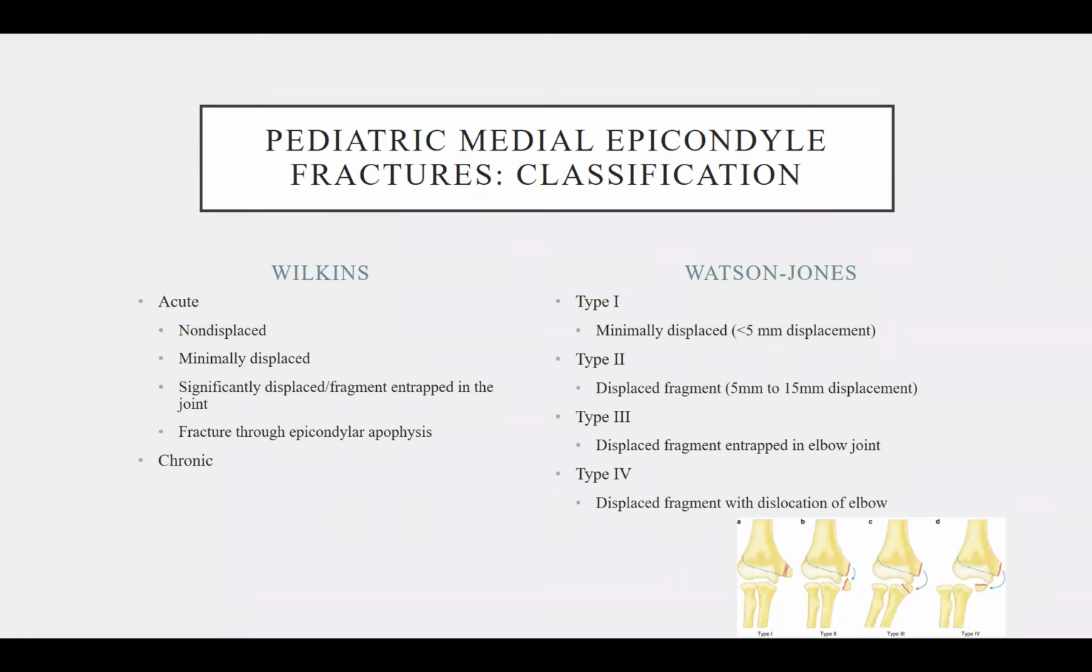The Watson-Jones classification consists of type 1 through 4 fractures. Type 1 fractures, which have less than 5 millimeters displacement with no rotation, are typically managed conservatively. Type 2 fractures have greater than 5 millimeters displacement with rotation. Consideration is given to patient factors along with the amount of displacement for the course of management. Type 3 fractures have incarcerated fragments without dislocation. And lastly, type 4 fractures are incarcerated with dislocation. Both type 3 and 4 are treated surgically.